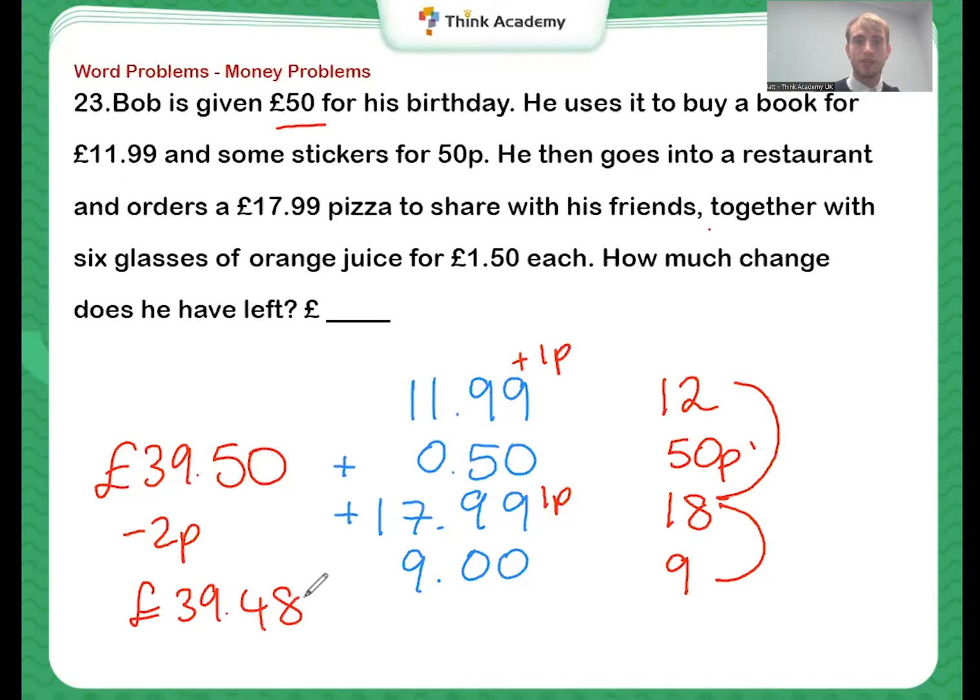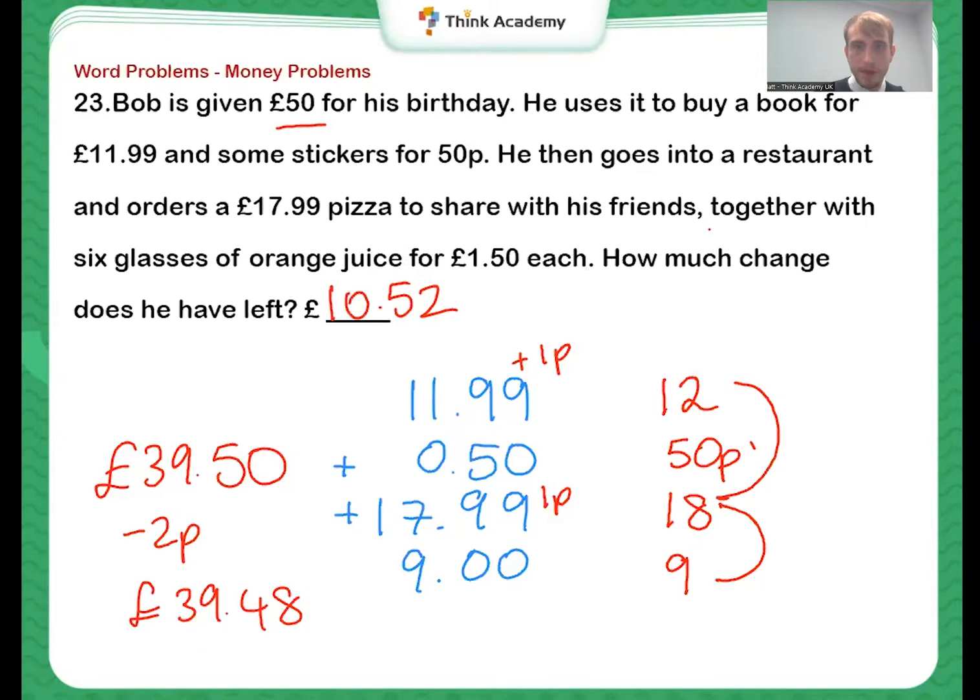Okay, so that's the total amount that Bob has spent. So we want to find the change. That means you need to subtract it from 50. You can do that in your head if you can spot it, or you can do a column subtraction, and the answer should be £10.52 for that one. Just check the chat box.